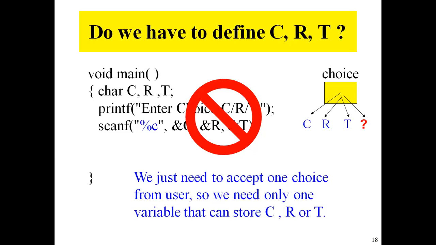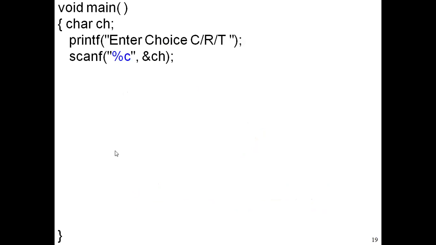Okay. All right. So let's write main. Let's take one variable for choice, CH for choice now. It's a character variable. Ask user to enter choice C, R or T. Inform user what should be choice. User la menu card dakhwala pahije na. Don't just say enter choice. User may not know what is choice, right? So user dakhwa choice kai C, R, T. And then just accept choice from user. Scanf %c and CH.